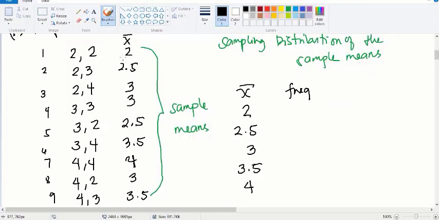So, 2, meron tayong isa. Ang 2.5 naman, we have 1, and then 2. Okay, 2. Ang 3 naman, 1, 2, 3. Okay, so meron tayong 3. Ang 3.5, meron tayong 1, 2. Okay, 2. And then, ang 4 is meron tayong 1.